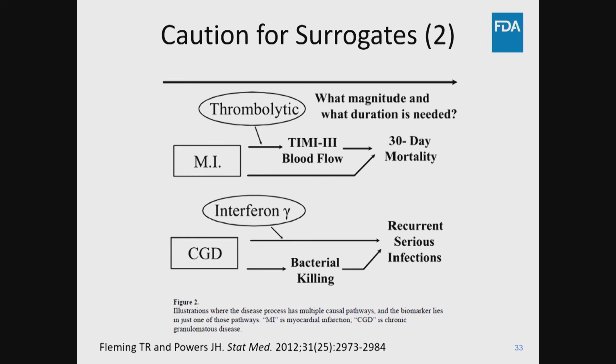The second slide for caution of surrogates here discusses a couple of different issues. The example on top is discussed in detail in the paper. It discusses the patient population that's post-myocardial infarction and the use of thrombolytic agents. In this example, they have a novel thrombolytic agent that in a smaller phase 2 study had a better impact on what they were considering as a surrogate outcome of TIMI-3 blood flow, which is a measure of blood flow to the myocardium, which is considered a surrogate for 30-day mortality.